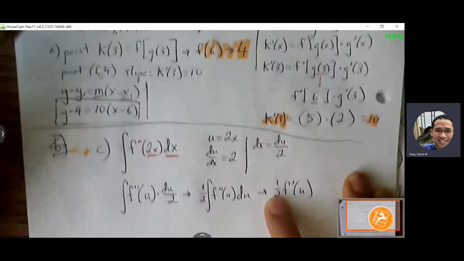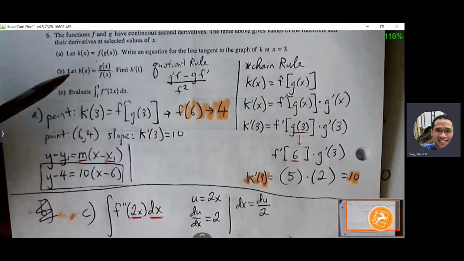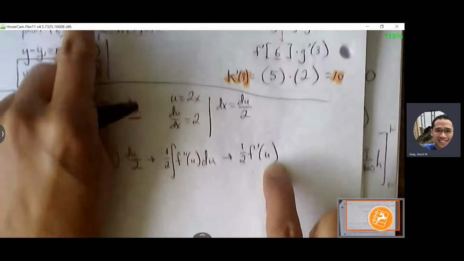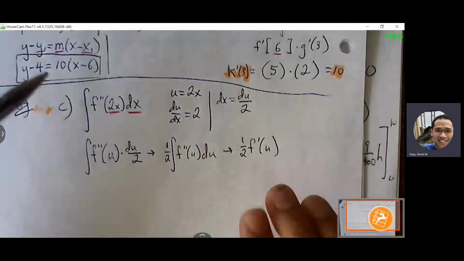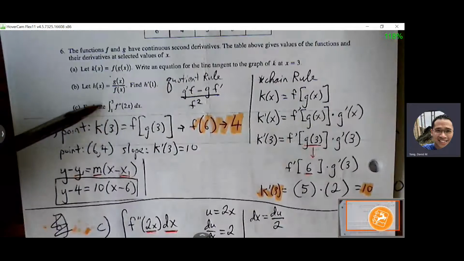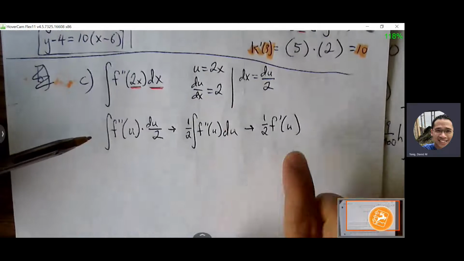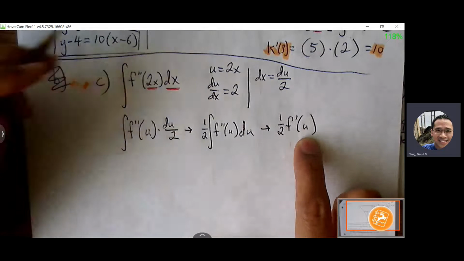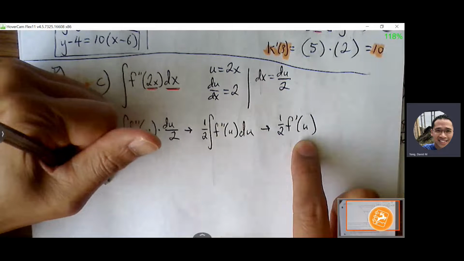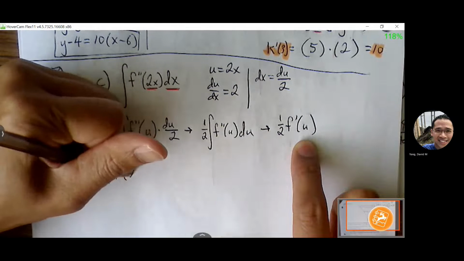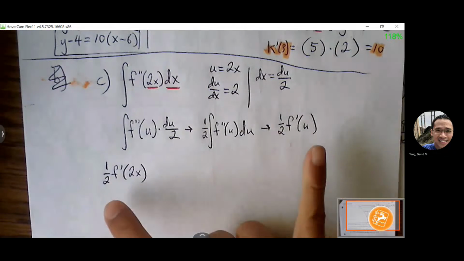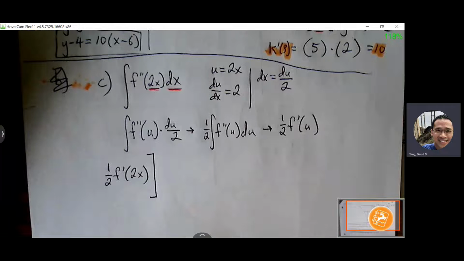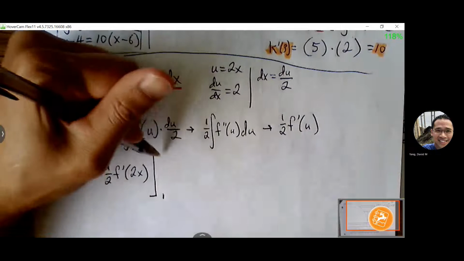What you don't want to do is leave this in terms of u and then insert the 1 and 3, because the 1 and 3 are in terms of x, but here this is in terms of u. So either you convert your bounds to be in terms of u, or you convert your integrand to be in terms of x. I think most students prefer in terms of x. So we'll do that. And now we are matched up and ready for our bounds.